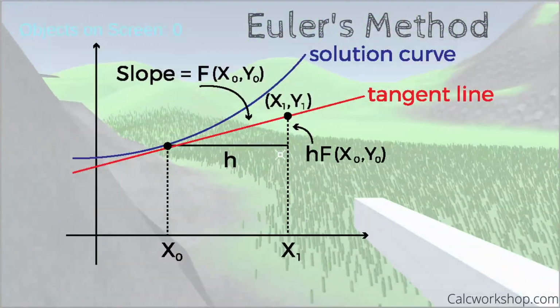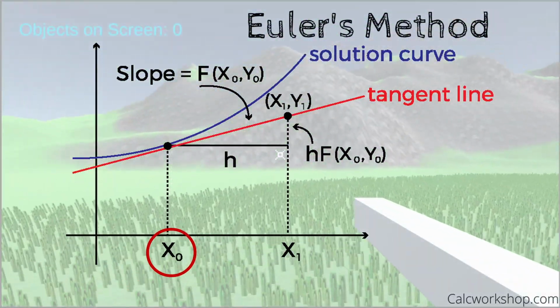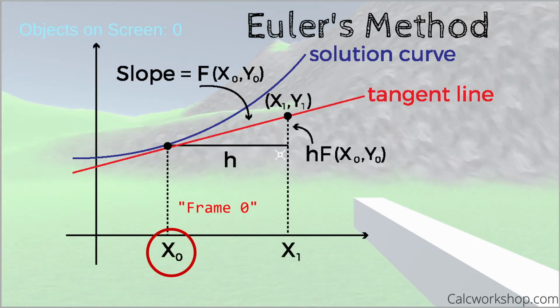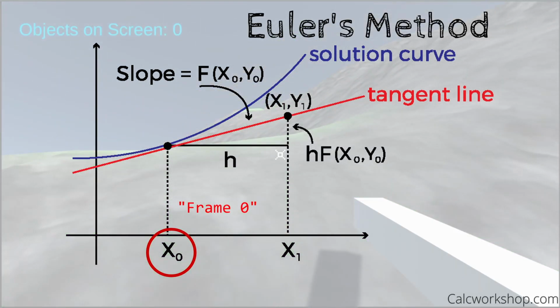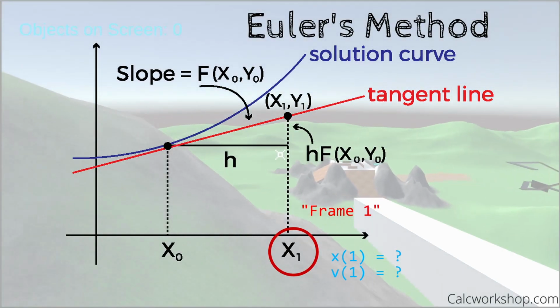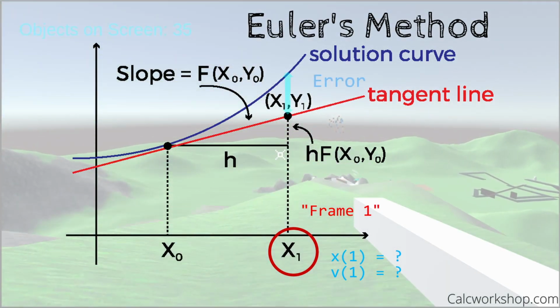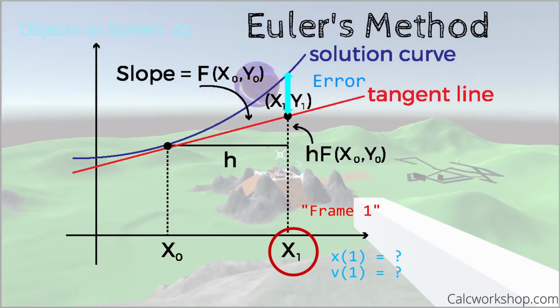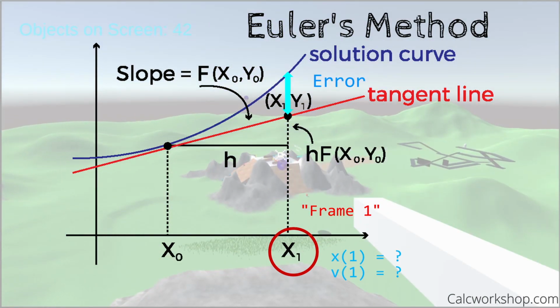Euler's method takes one approximation at some time interval, let's say frame 0, and predicts what the velocity and position will be sometime later, at frame 1, let's say. This method, although very simple to implement, can be prone to error, especially when dealing with large changes in velocity in small amounts of time.